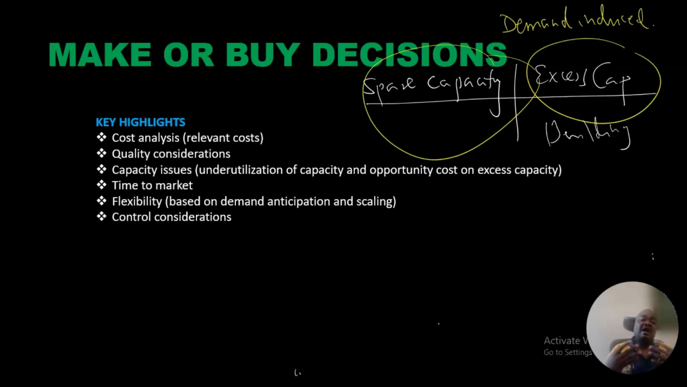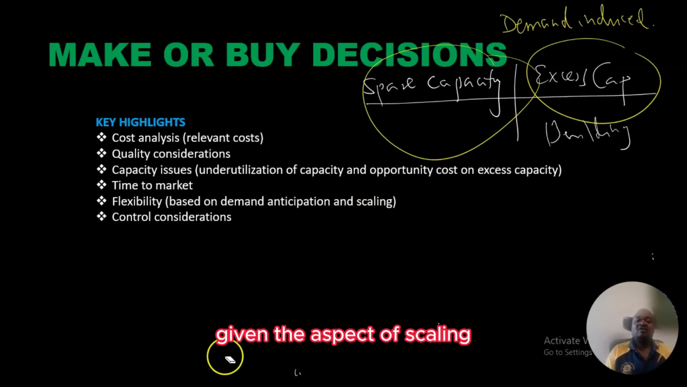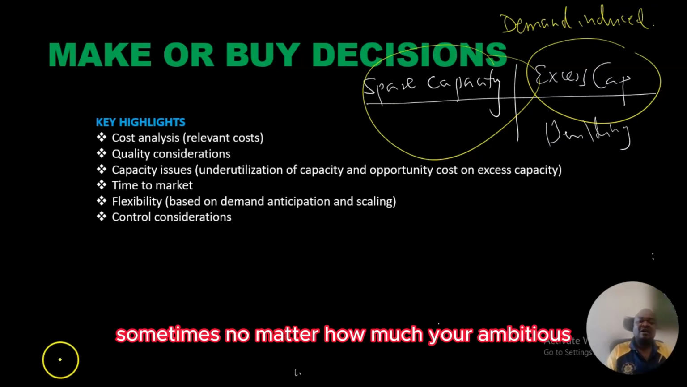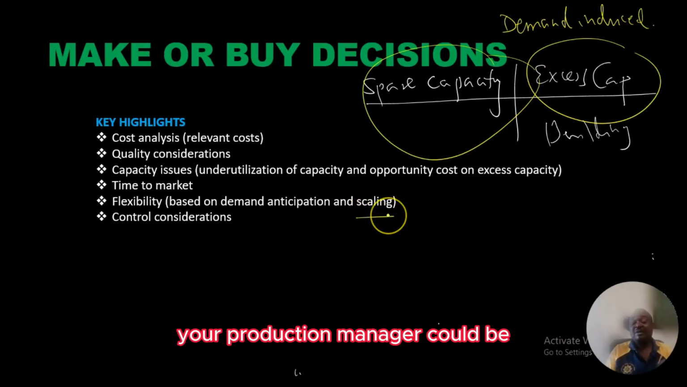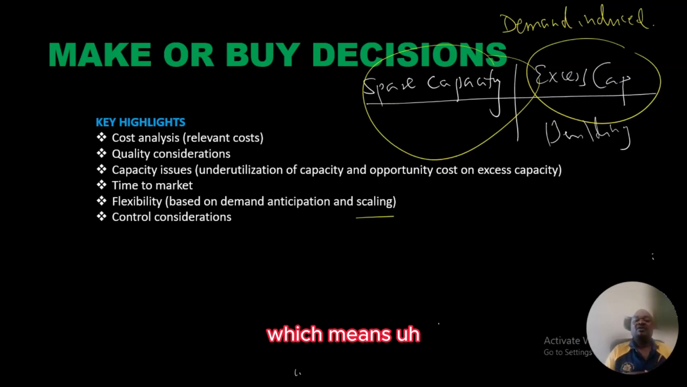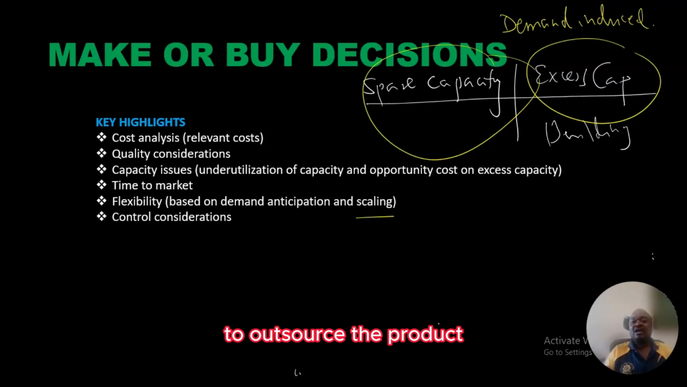Again, buying outside is also a favorable option given the aspect of scaling. Sometimes, no matter how ambitious your production manager could be, your factory cannot accommodate his ideas or ambitions, which means the only option available is to outsource the product from other suppliers.